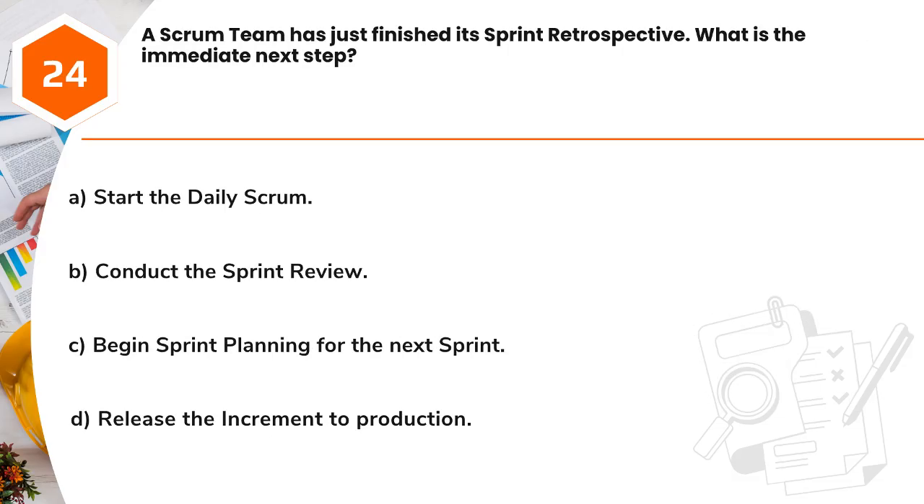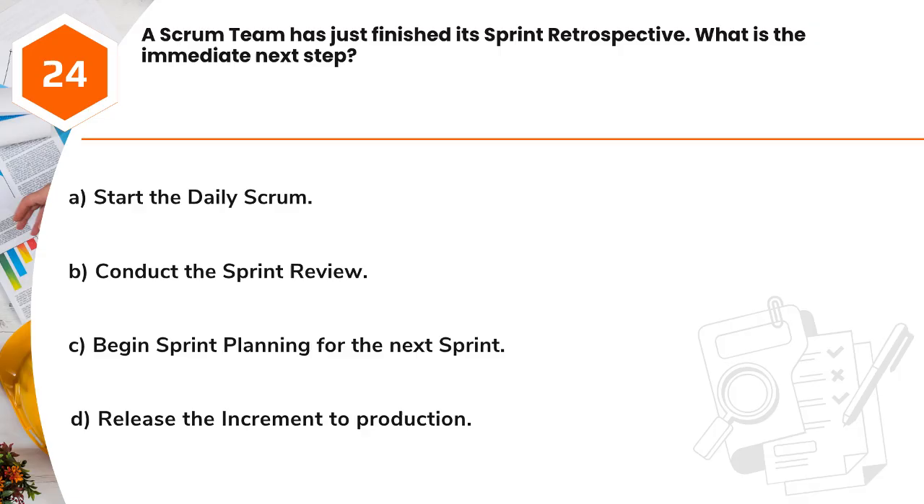Question 24. A Scrum team has just finished its sprint retrospective. What is the immediate next step? A. Start the daily Scrum. B. Conduct the sprint review. C. Begin sprint planning for the next sprint. D. Release the increment to production.